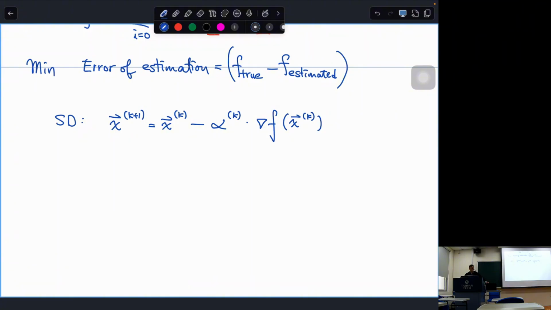So the only difference between Newton's method and this steepest descent is that we are no longer evaluating the Hessian matrix. Instead, the steepest descent method introduces something called alpha, or people call it step size, or many other names.